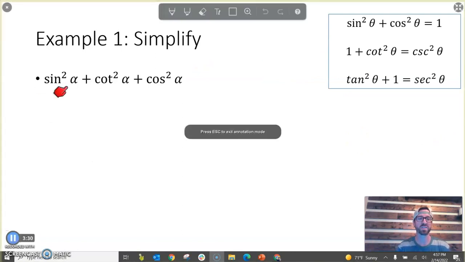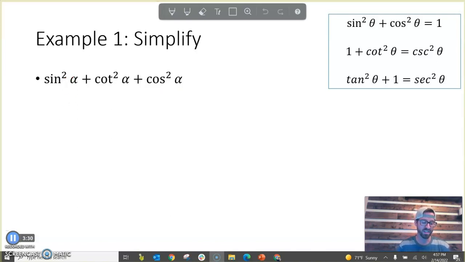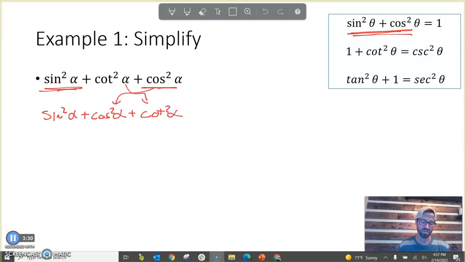So on this first one, we have sine squared alpha plus cotangent squared alpha plus cosine squared alpha. It doesn't matter if we use alpha or theta or whatever for our angle. We're using alpha in this problem. But what I see when I look at this is a sine squared theta plus a cosine squared theta. And if I look up here, we know that sine squared theta plus cosine squared theta equals 1. So, if you wanted to, we could rearrange first. I just rewrote this in a different order, but we know that sine squared plus cosine squared equals 1. So I substitute in a 1 for that.